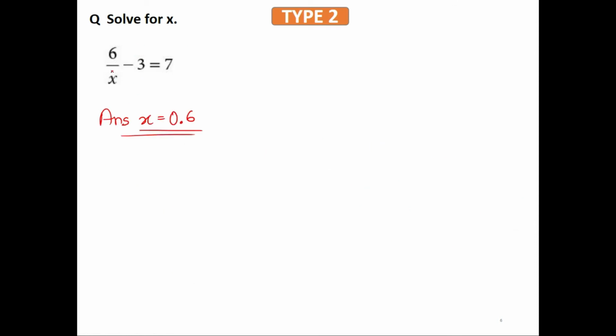Now you can always do a checking, because if you want to make sure that your answer is right, you can just try this. This is going to be 10 minus 3, giving you a 7. So which means your answer is right. Let's see one more question of the similar pattern.